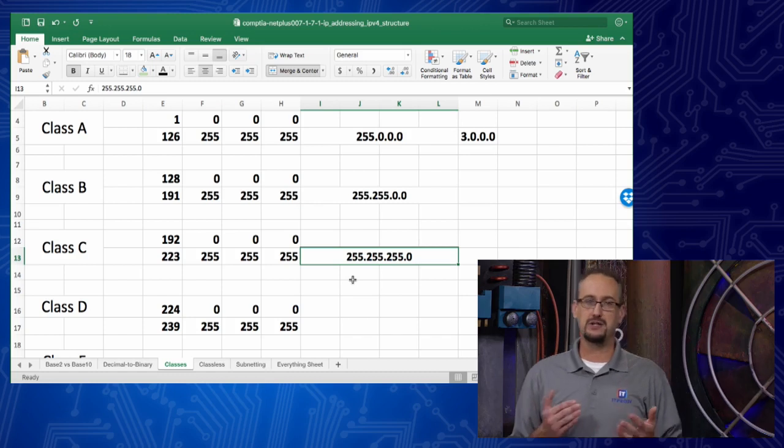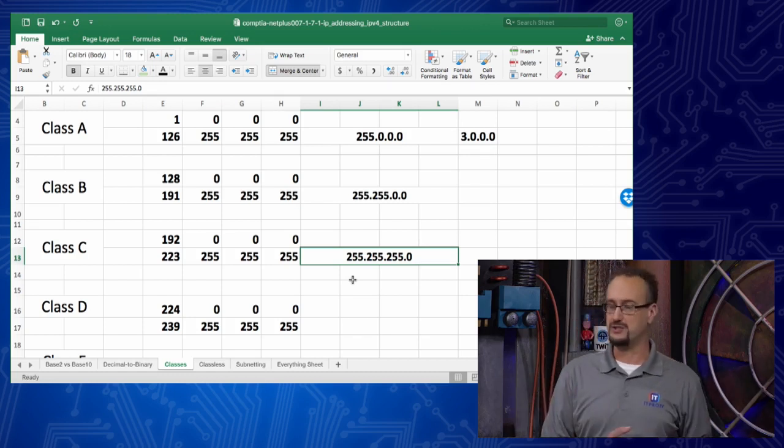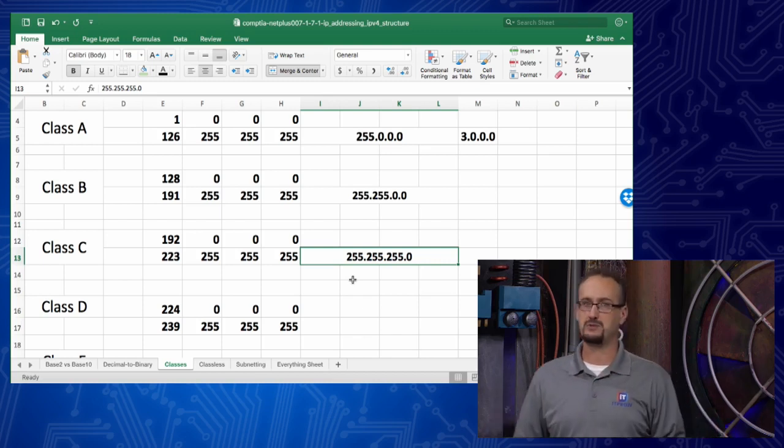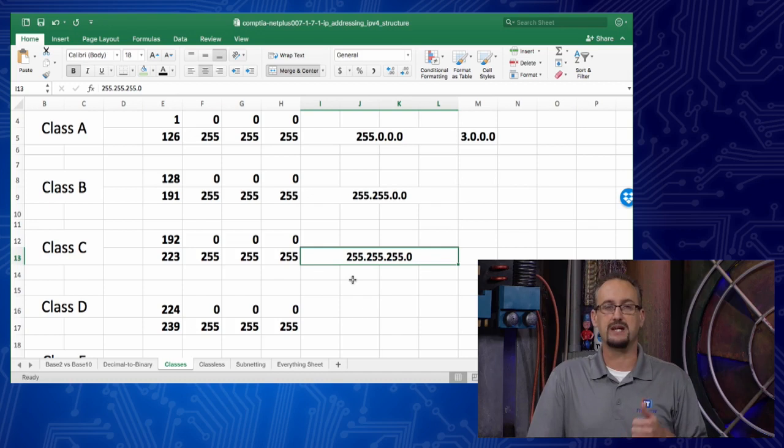So again, you had a rapid depletion of C networks because of the fact that, yeah, they're smaller, but you'd have to get more of them. So there really was no in between. So the classful system, again, brought about a lot of waste because of those addresses.